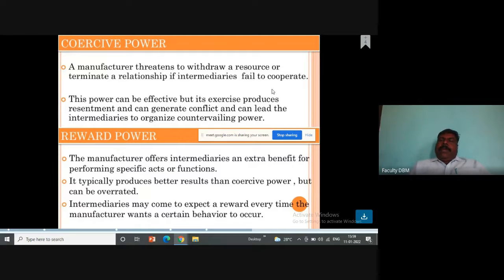It is effective when the other side, that is the intermediary, is not performing well, and then they are going to use this power. Now, reward power: the manufacturer offers the intermediary an extra benefit for performing special acts or functions. I can take the classical example of chocolates. A box of chocolates is priced at 100 rupees. You can sell one chocolate for 1 rupee, but the container contains 120 chocolates, so that particular intermediary will get 20 rupees out of this. And if he makes a turnover of 10,000 rupees, he will get a trade discount of 2,000 rupees.